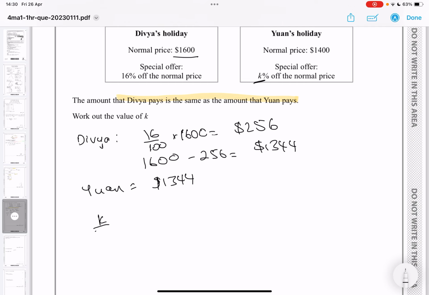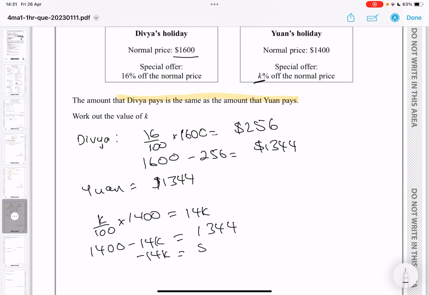So k%, so k over 100 times 1,400, that gives you an answer of 14k. And Yuan pays 1,400 minus 14k, because that's the special offer, so it's k% off the original price. And we know she pays the same as Divya, which is 1,344. So now we just need to solve this equation. Minus 14k, if we subtract 1,400 from both sides, we get minus 56, so k equals 4, okay?